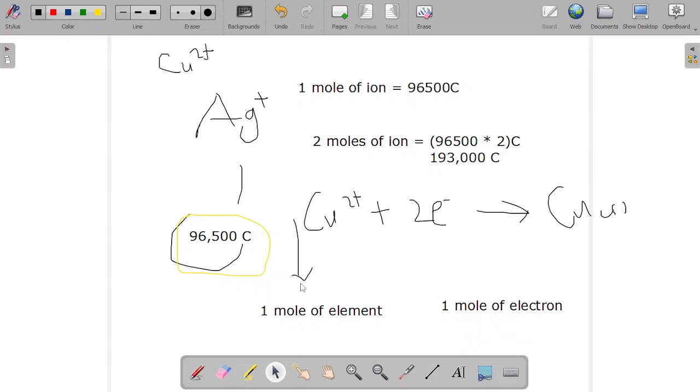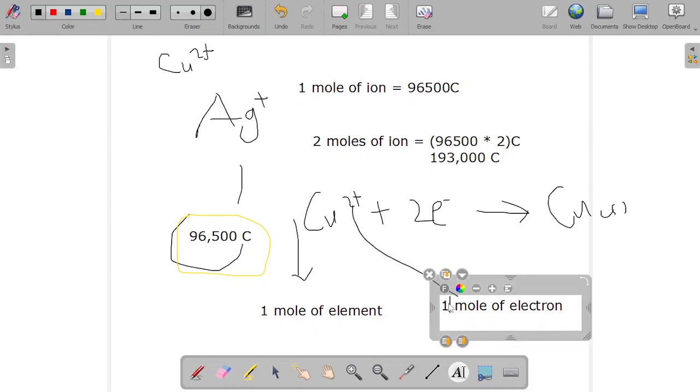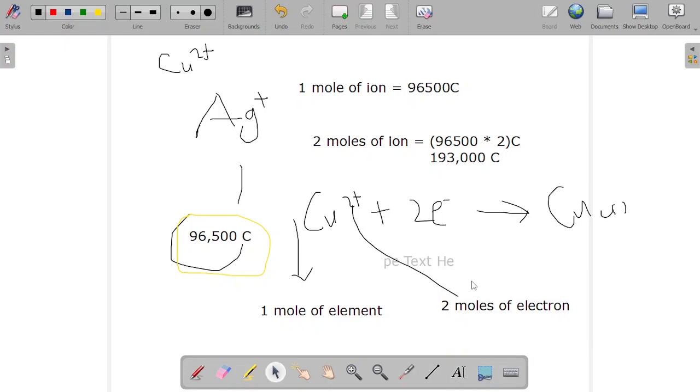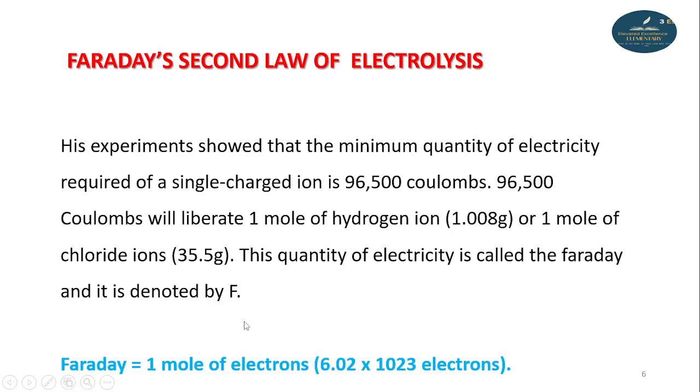1 mole of element is the one here, while this content contains 2 moles of electrons. So we should be able to identify that, which contains 2 ions. So that's what is stated here, that 1 Faraday is equal to 1 mole of electrons. 1 mole of electrons is equal to 6.02 times 10 raised to power 23. This should be raised to power. I'm very sorry about this.